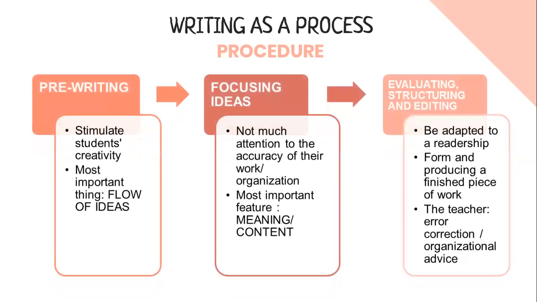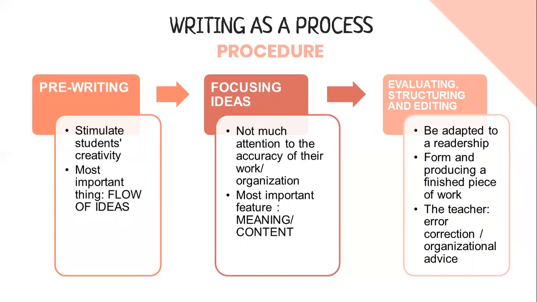The procedure of writing as a process. There are 3 stages. The first stage is prewriting. In this stage, the teacher needs to stimulate student creativity to get them thinking how to approach a writing topic. In this stage, the most important thing is the flow of ideas, and it's not always necessary that students actually produce much writing work. If they do, then the teacher can contribute with advice on how to improve their initial ideas. The second stage, focusing ideas.